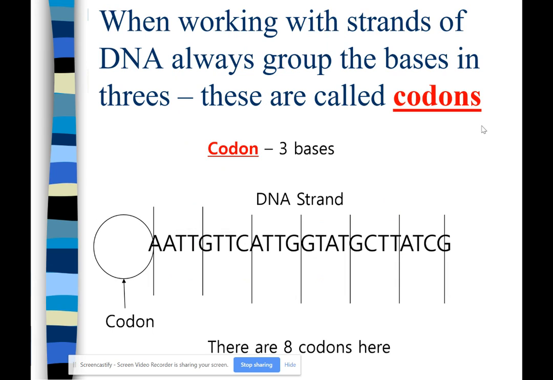Sorry. Okay, so when working with strands of DNA, always group the bases in 3s. So we have all these letters, and they kind of get a lot. It gets so crazy. So what you do is when you're reading a code of DNA, you always just want to read everything in a group of 3. So A, T, T, G, T, T, right? These don't really look like groups of 3. But these are codons where everything is 3 bases long. I don't really love this picture very much.